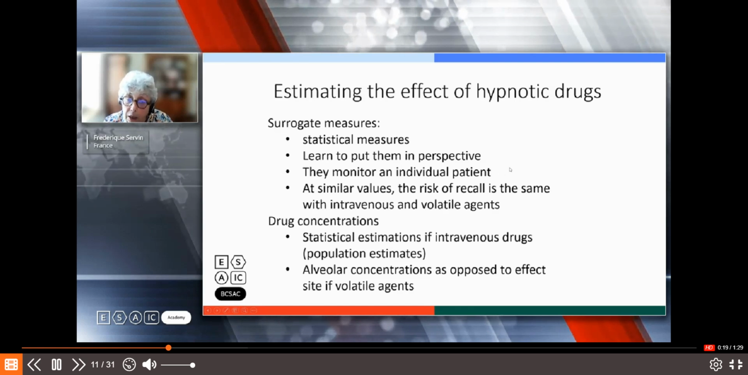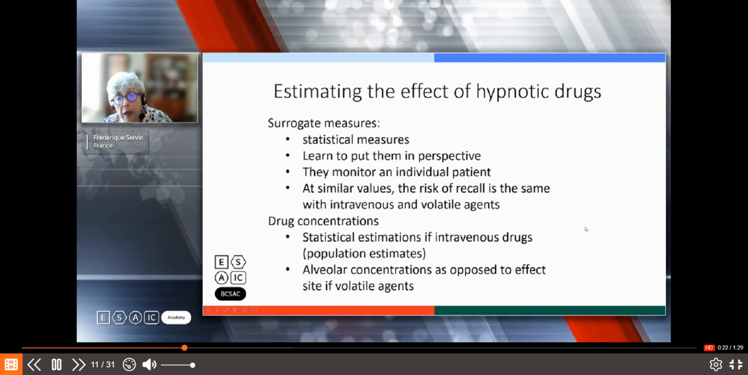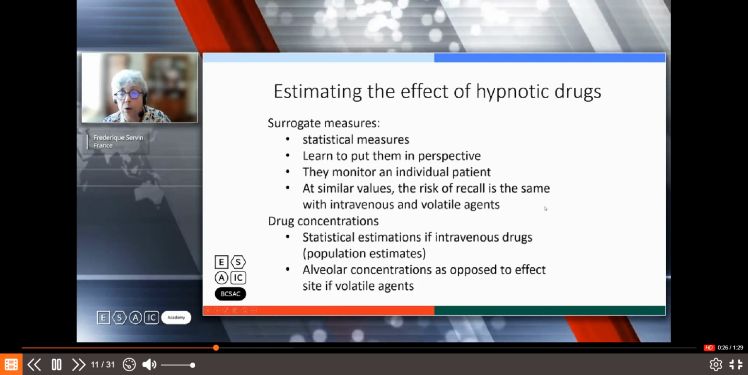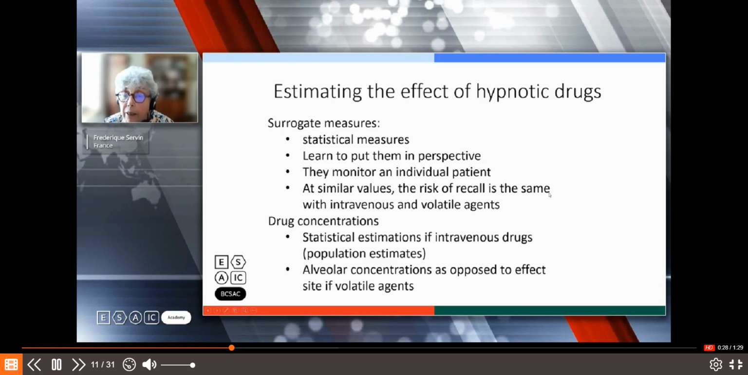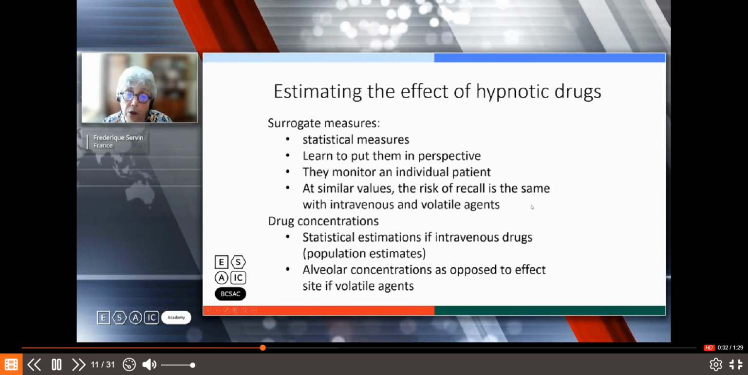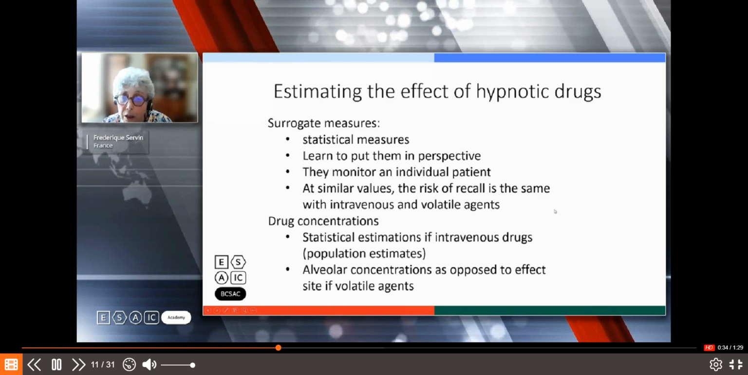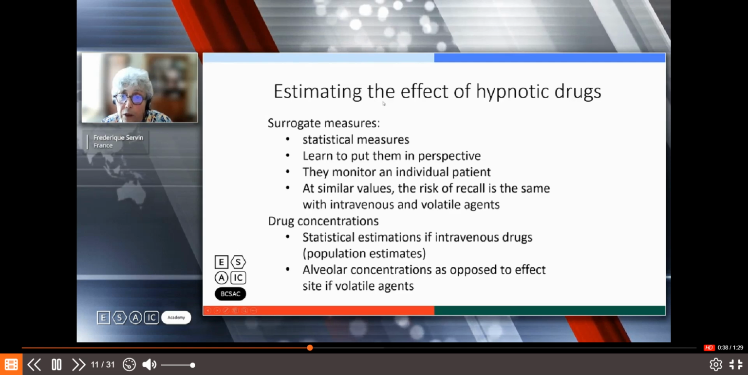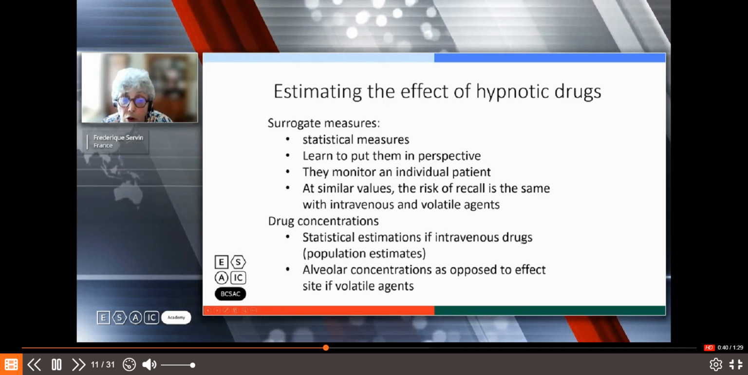They monitor an individual patient, and just to remind you that at similar values, the risk of recall is the same with intravenous and volatile agent, whatever some people may say. Look at the literature. Another way to estimate the effect of hypnotic drug is to look at drug concentration.